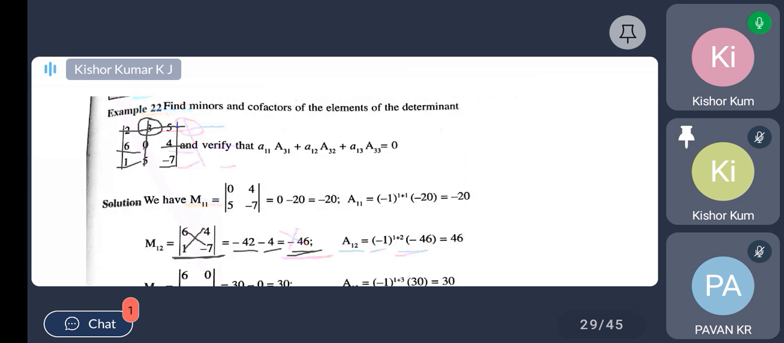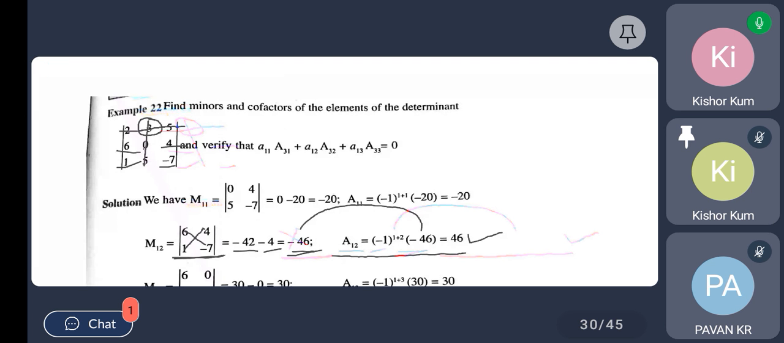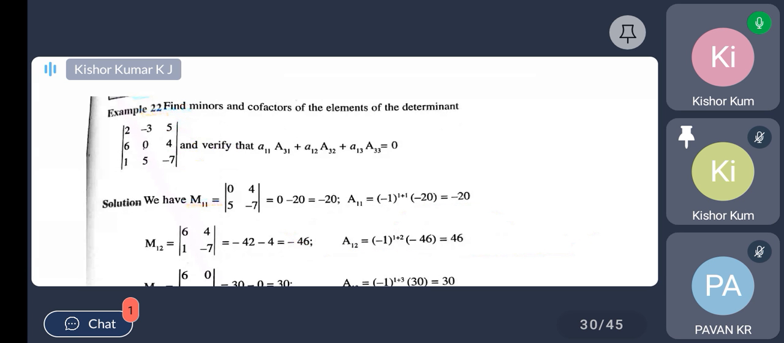Now using this M12, I will go for the calculation of A12. Here we have A12 is equal to minus 1 to the power 1 plus 2 into capital M12. So already I have considered the M12 value here. Minus 1 to the power 3 is minus 1. Minus 1 into minus 46 is plus 46. That is the cofactor of the element present in the first row as the second element. Next, I will go to calculate M13.